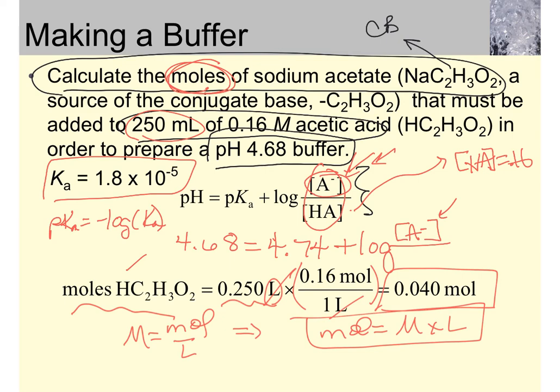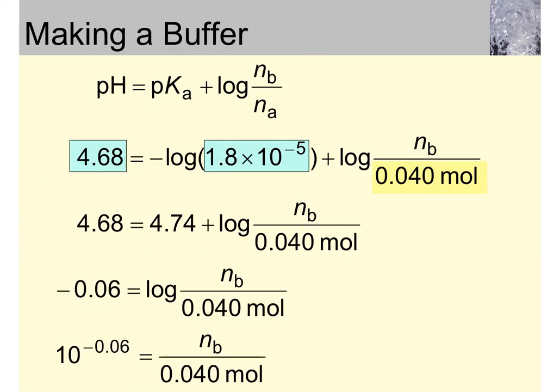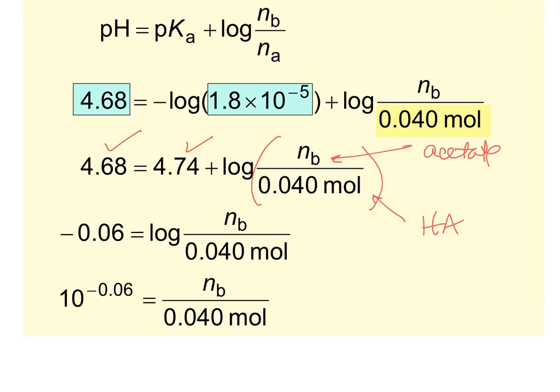So let me go ahead and plug everything in to Henderson-Hasselbalch, pH, pKa. I'm solving for the moles of acetate, and here are the moles of acetic acid. All right, so how do you simplify that? It's a logarithmic equation, so it's log base 10, so we've got to use the 10 factor to get rid of the log.